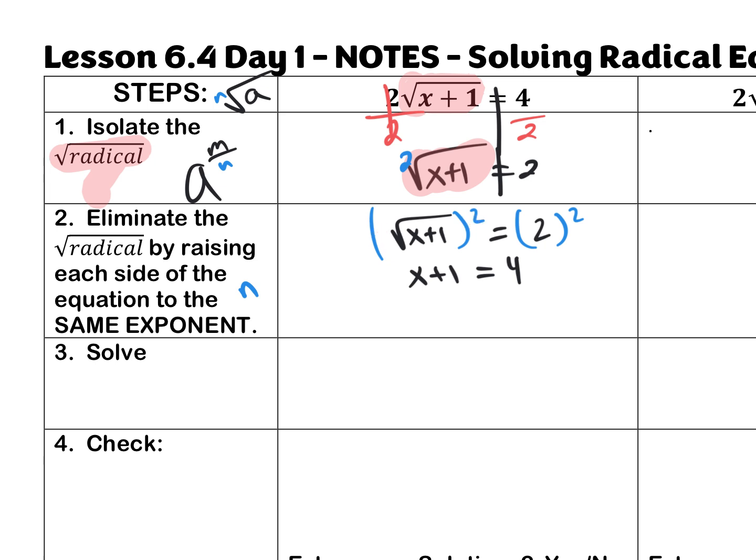My next step is to solve for x. That means I need to get this x by itself. So it's kind of like the first step where we isolate the radical, but now my radical is just x. If I want to isolate it, I need to get rid of the plus 1. So I do the opposite and subtract 1 from both sides. And I get x equals 3.